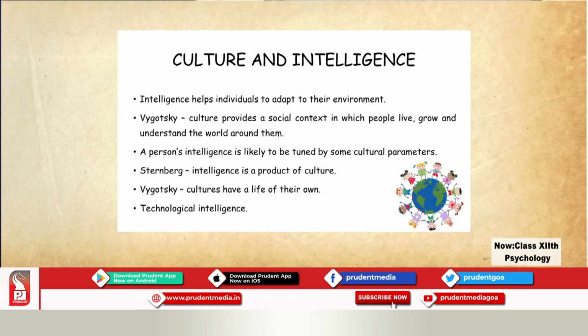So, culture is basically a system of customs, beliefs, attitudes and achievements in art and literature, and a person's intelligence is likely to be tuned by some of the cultural parameters. Yes, definitely. According to Sternberg, intelligence is a product of culture, and Vygotsky again says cultures have a life of their own. What he says is that things change, and in the same way the culture also changes. So, culture itself has a life of its own.